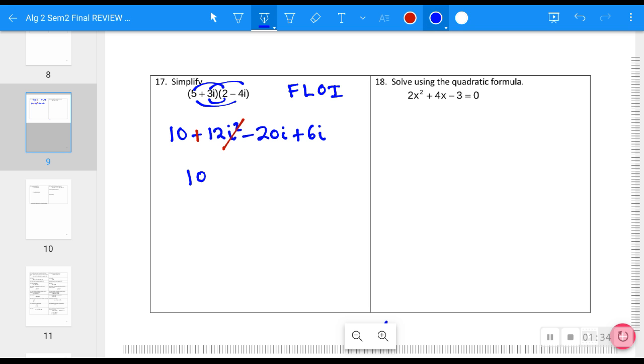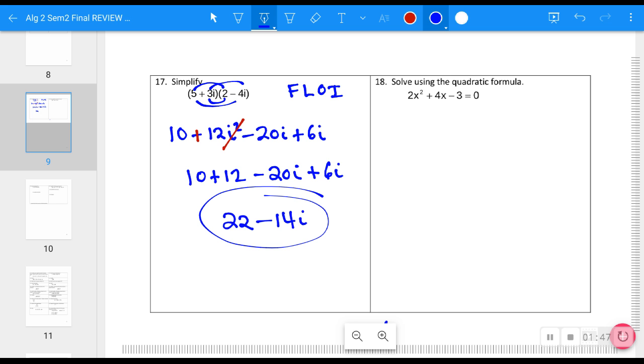So now we have 10 plus 12 minus 20i plus 6i, and you end up with 22 minus 14i. Okay, and I will expect you to show work on this problem. Your calculator can probably handle this if you put it in complex mode.